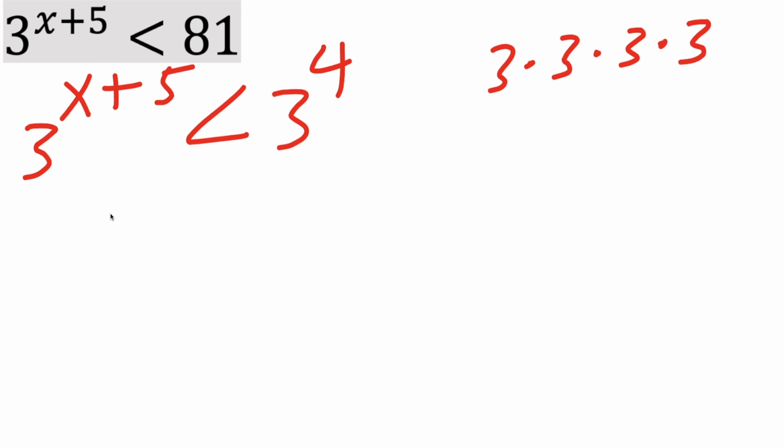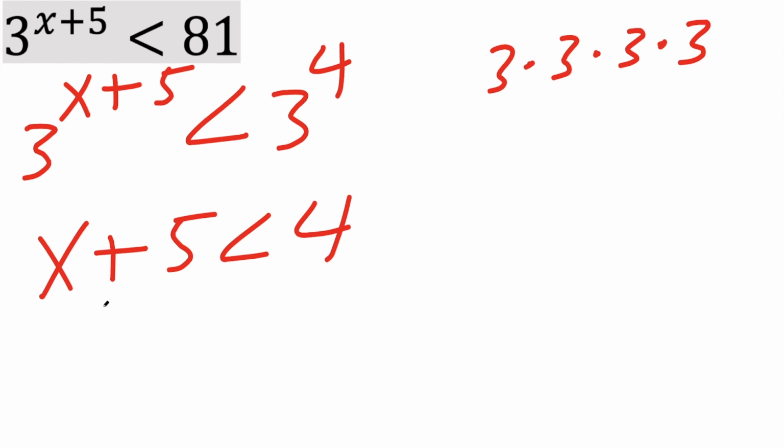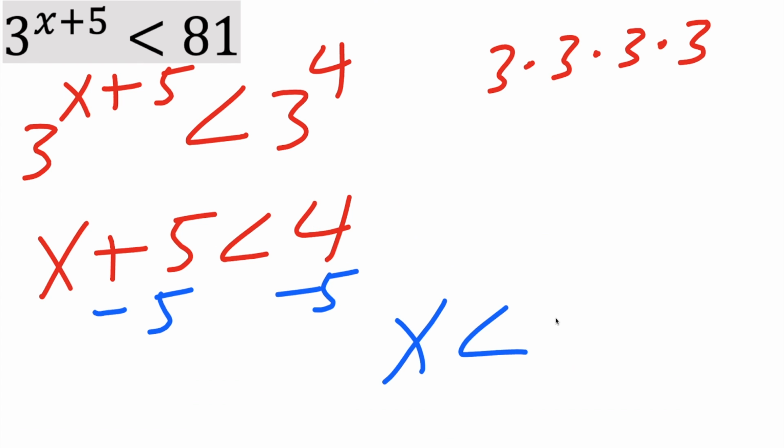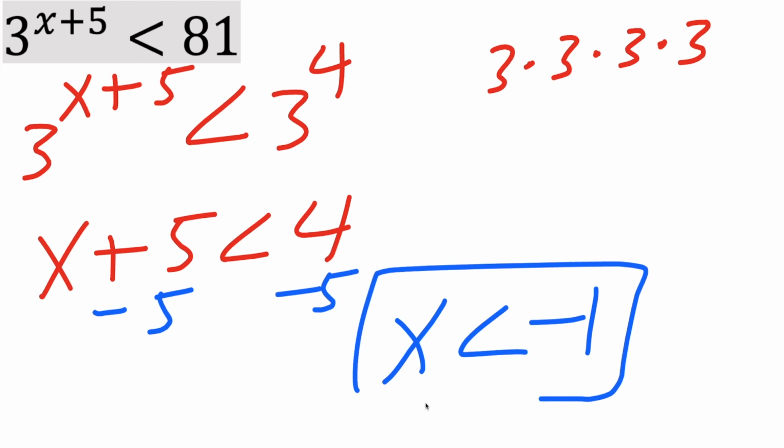So the base is the same, so now we get to focus just on the exponent. So x plus 5 is less than 4. We want to get rid of the positive 5. You can do that by subtracting 5 on both sides, and we get x is less than 4 minus 5 is negative 1, and we can box in this answer.